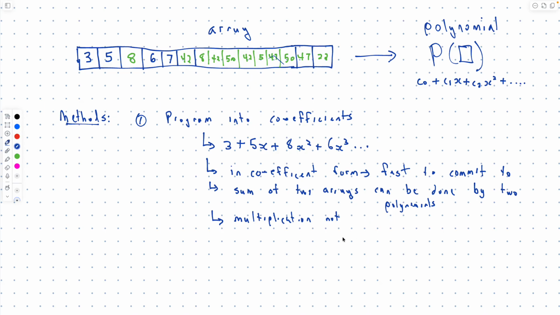So I'll say multiplication of arrays is not possible from multiplication of the polynomials.